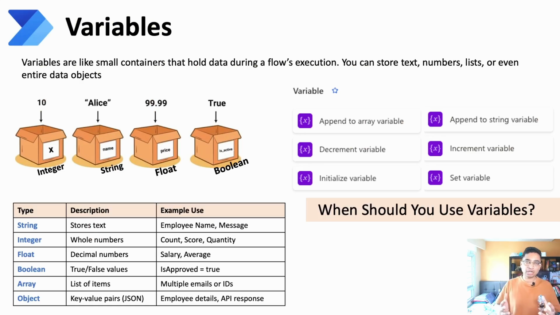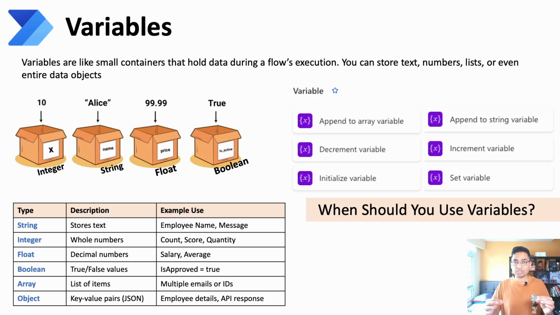Variables are like small containers that hold information during your flow execution. In programming, you have these variables which can store different kinds of data inside them, and you can use them during the whole flow execution. The point to note is, when you define a variable inside Power Automate, you need to make sure you first initialize them or define them at the very start. You need to come up with a name for that variable, then what kind of data type it will store. So it can store integer, it can store string, it can store float.